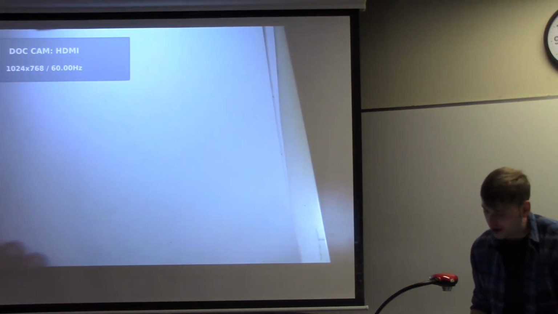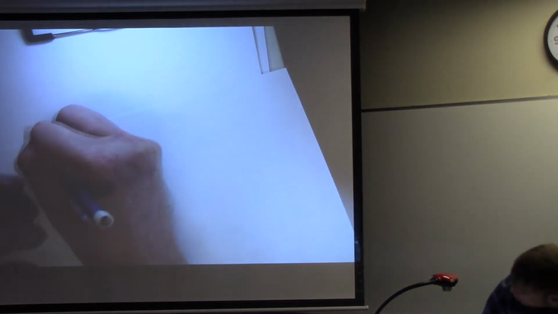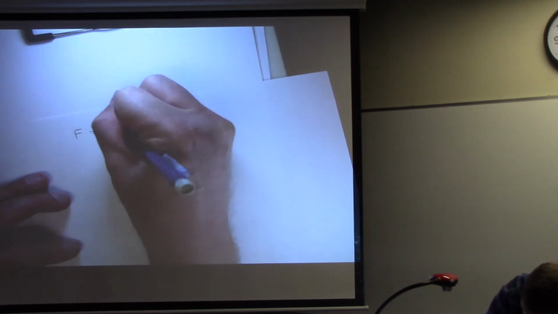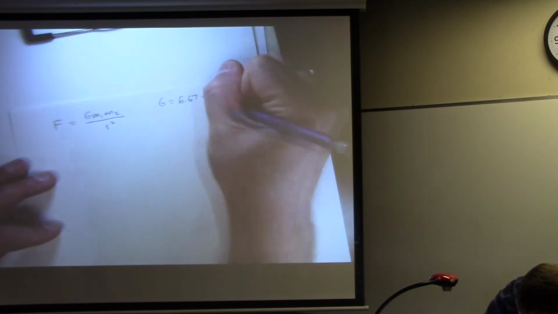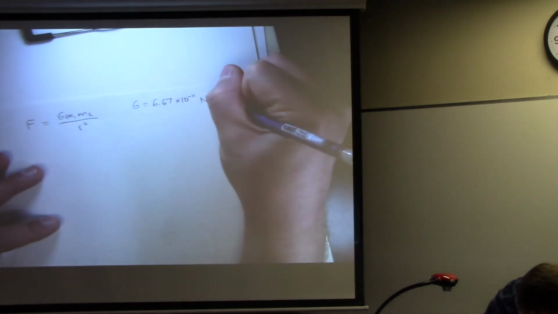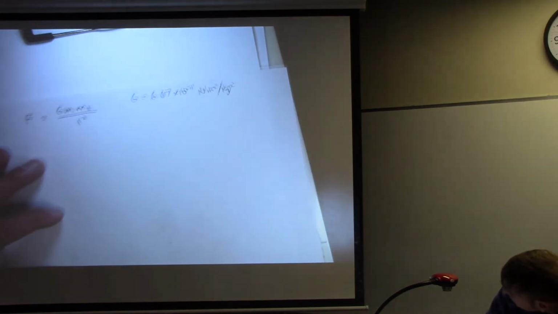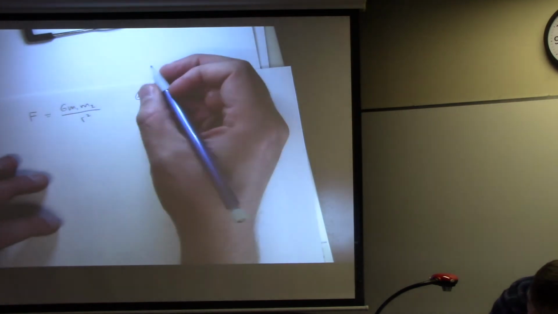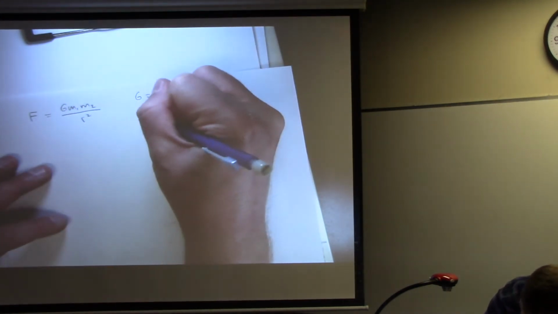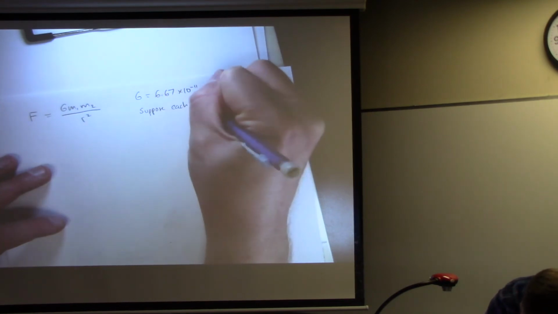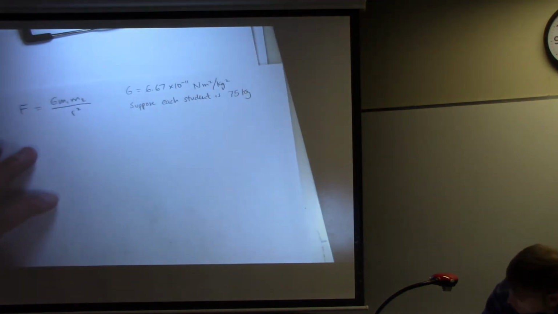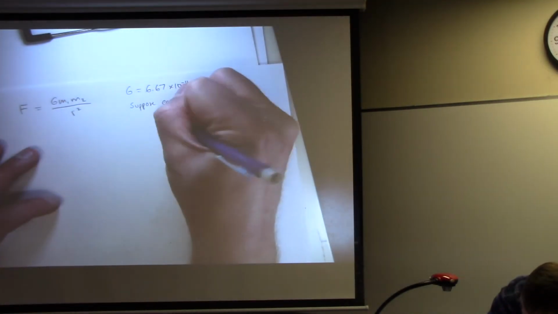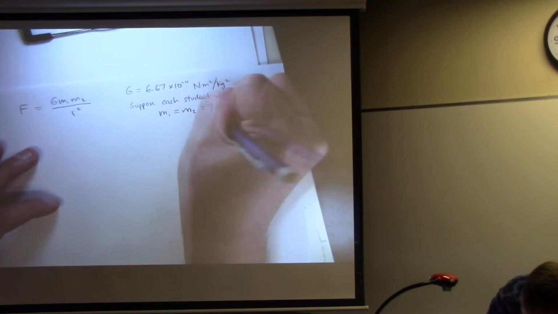Okay, so now that you're back, let's go through it. The force of gravity is given by G M1 M2 divided by R squared. That's how it works. Okay, so let's put some numbers into this. We know that G is equal to 6.67 times 10 to the minus 11 newtons times meters squared divided by kilograms squared. Let's set some values for the masses. So let's suppose each student is 75 kilograms, which is pretty reasonable for an adult human. So M1 and M2, let's just set them both to be 75 kilograms.